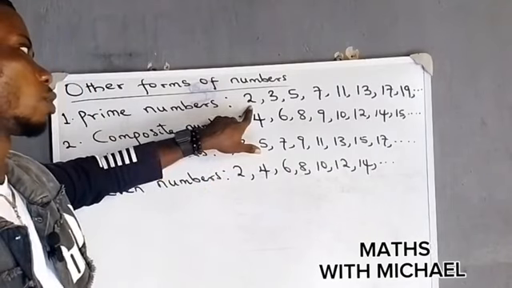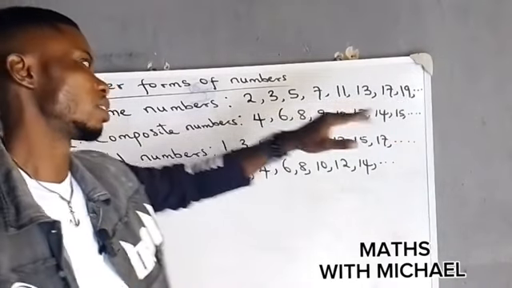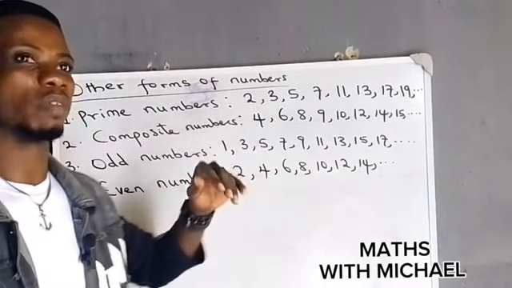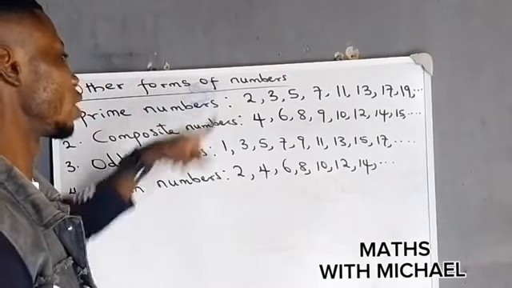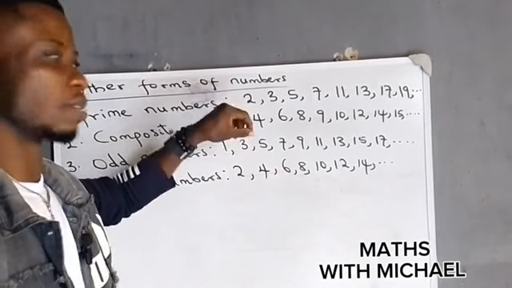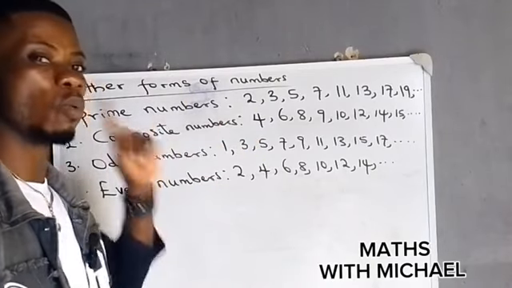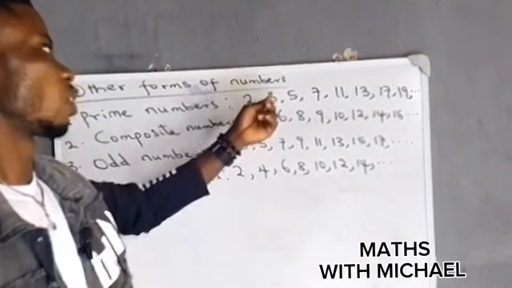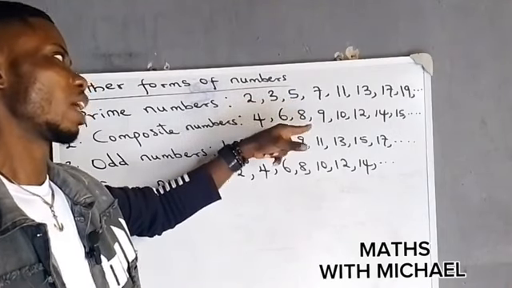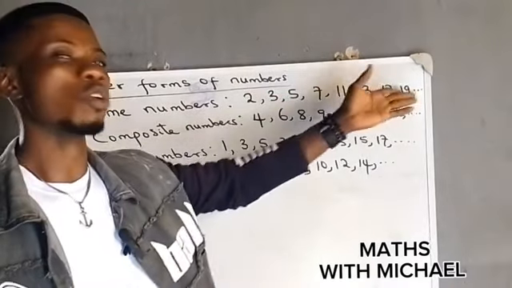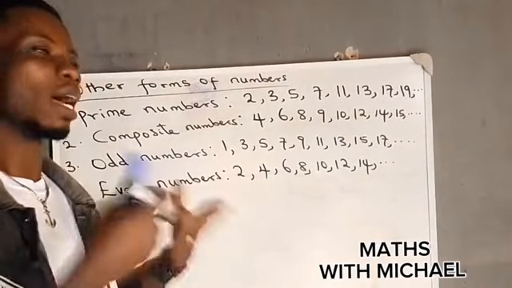Examples of such numbers include 2, 3, 5, 7, 11, 13, 17, and 19. If you look at all these numbers that we have written here, the only numbers that can divide them are 1 and themselves. For example, 2. The only number that can divide 2 without remainder is 1 and 2 itself. The only number that can divide 3 is 1 and 3. The only number that can divide 5 is 1 and 5 itself. Same goes for all the other numbers. The only number that can divide 19 is 1 and 19 itself.